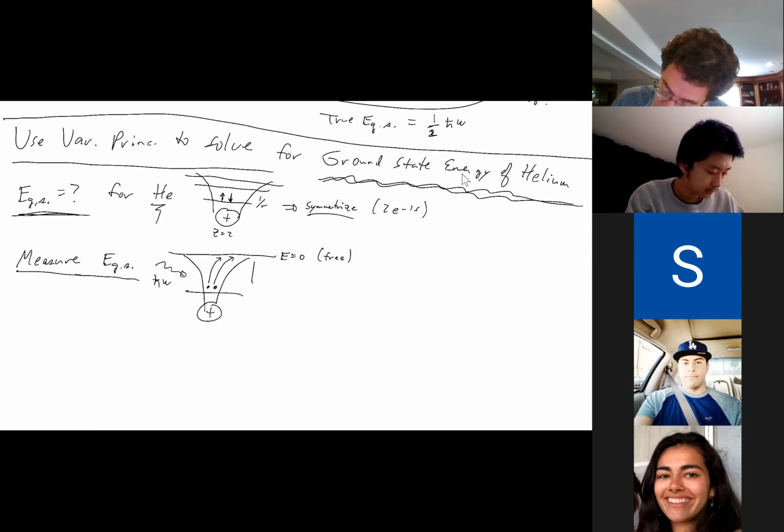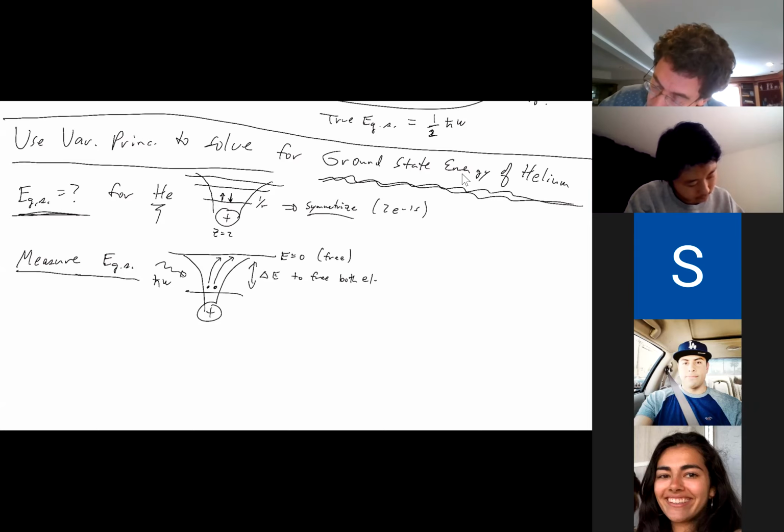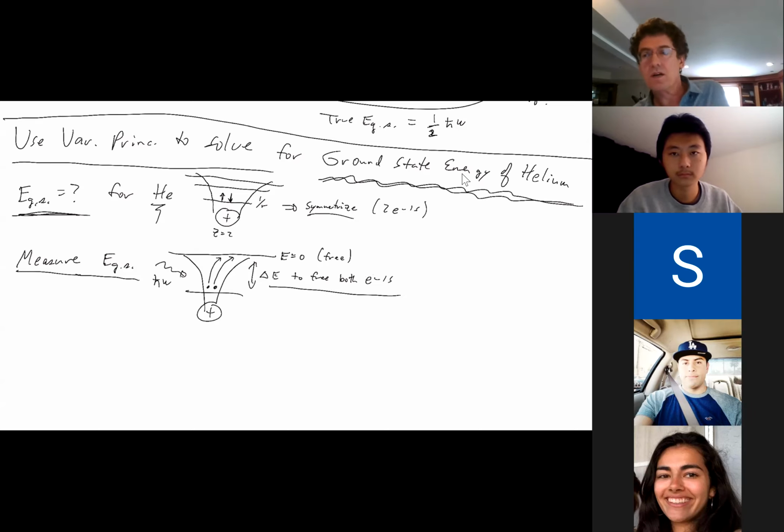And the question is, how much energy did it take to free both electrons? What is the amount of energy that it takes to free both of those electrons? It would be 2 times the ground state energy, right? No, that is the ground state energy, because it's that binding energy.